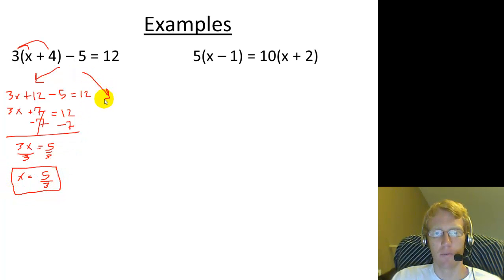Another way to do it is to start by adding 5 to both sides. So if you try to do that, you can do plus 5, plus 5.